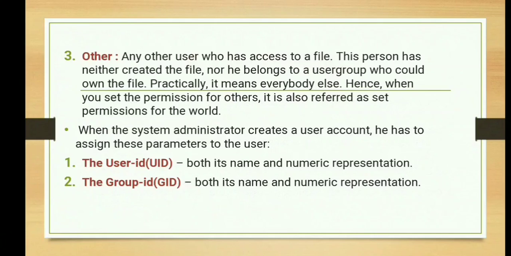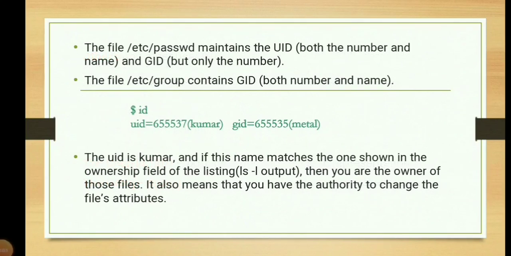Moving to the next slide. The file /etc/passwd maintains the UID, both the number and name, and the GID but only the number, while /etc/group contains the GID, both number and name. Now to know your own UID and GID without viewing /etc/passwd and /etc/group, we use the id command.